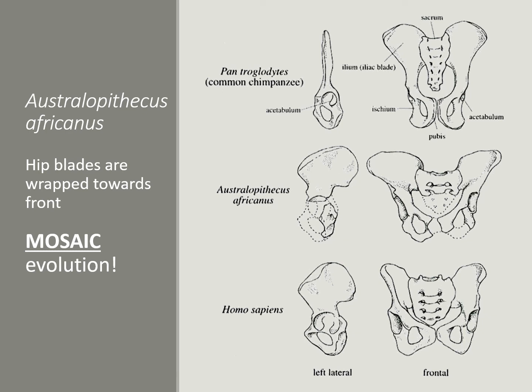So again, we have this mosaic evolution, right? Long arms, right? Still arboreal lifestyle for africanus, but it also has these bipedal traits like these wrapped hip blades. So again, human traits didn't appear all at once in human evolution. They appeared piecemeal and at different times.